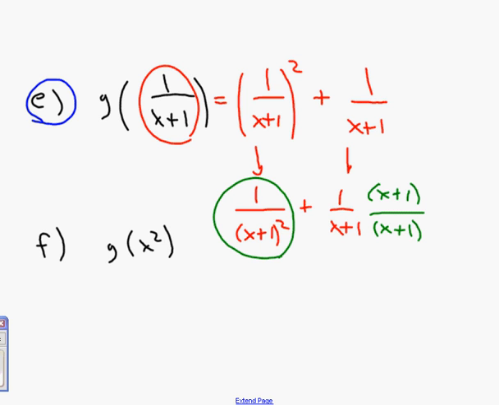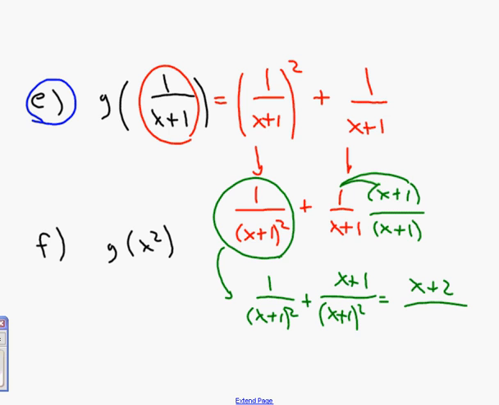Okay? Alrighty. So now we're ready. So you get 1 over x plus 1 quantity squared plus 1 times x and 1 times 1, just give you x plus 1 over x plus 1 quantity squared. So we get x plus 2 over x plus 1 quantity squared. Okay? Not so bad.